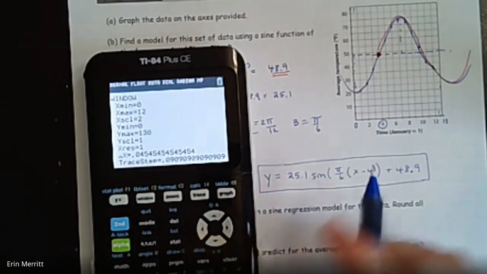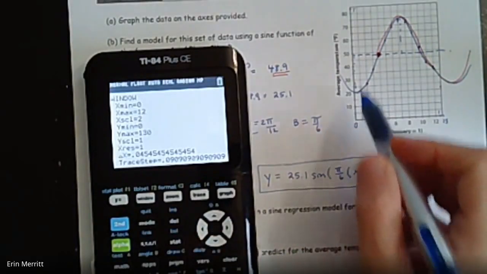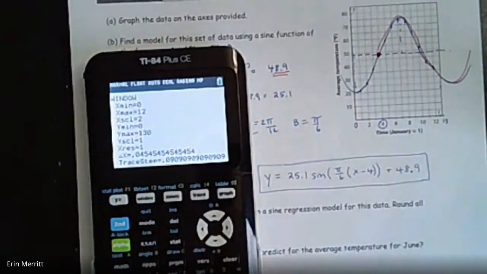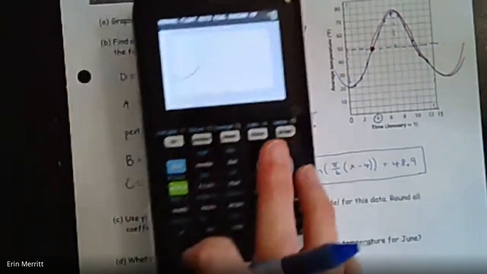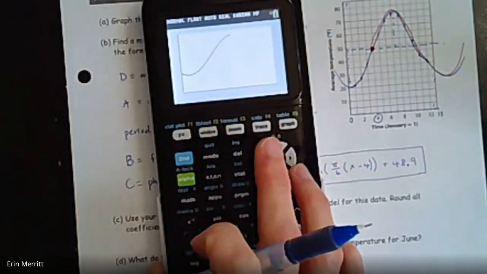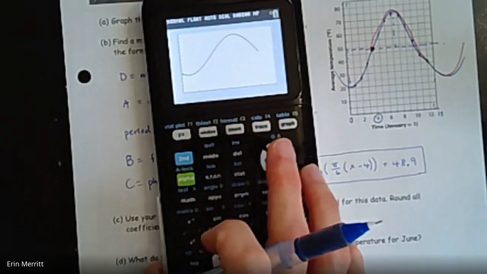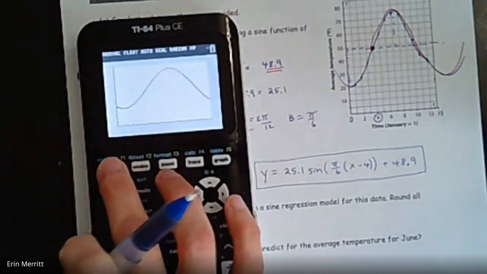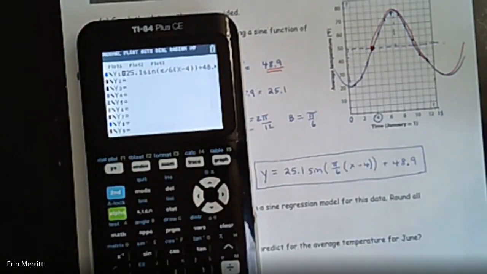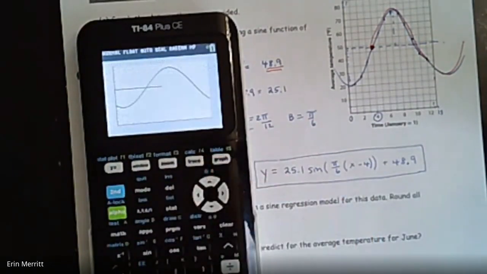Your Y minimum, I'm going to start at 0 just like this does, but I'm going to have it go up to 80 to make it match the graph that I'm looking at. And then I'm going to do tick marks every 5. Hit graph. Let's see if it matches what we have here. That is actually looking pretty darn good. If I want to, could I even type in the midline of the 48.9? Sure. Oh, look how pretty. And there it is.